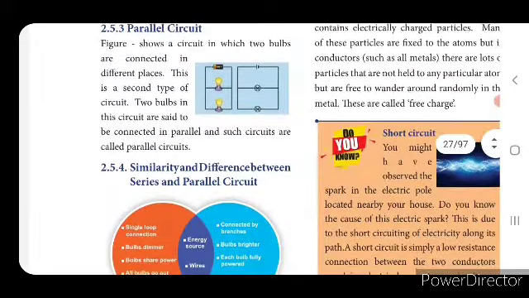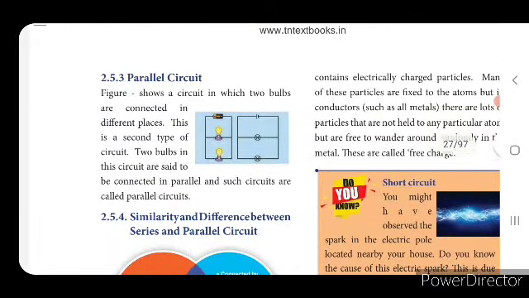The next one is parallel circuit. Here each and every bulb is connected directly to the battery. Okay children, we call this a parallel circuit. At home, we will have a switch to control only one fan, one light. If you switch on one switch, one bulb will be glowing. Another switch is for controlling the fan. So we call this a parallel circuit.